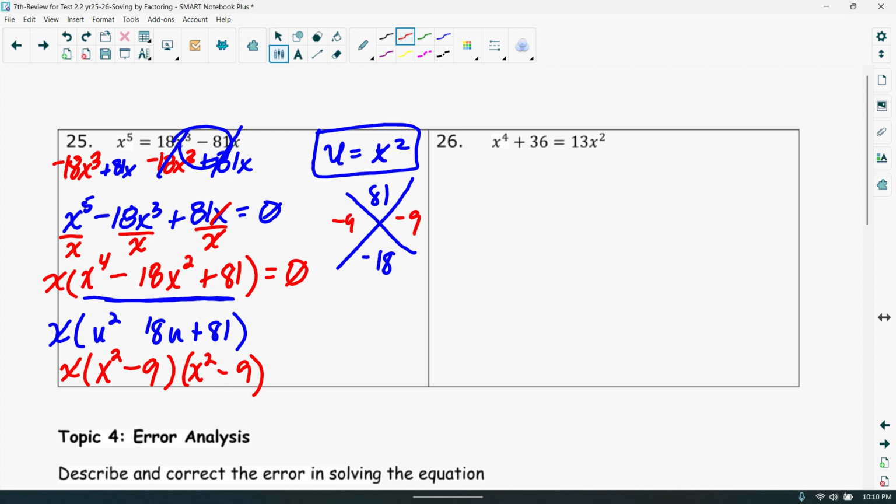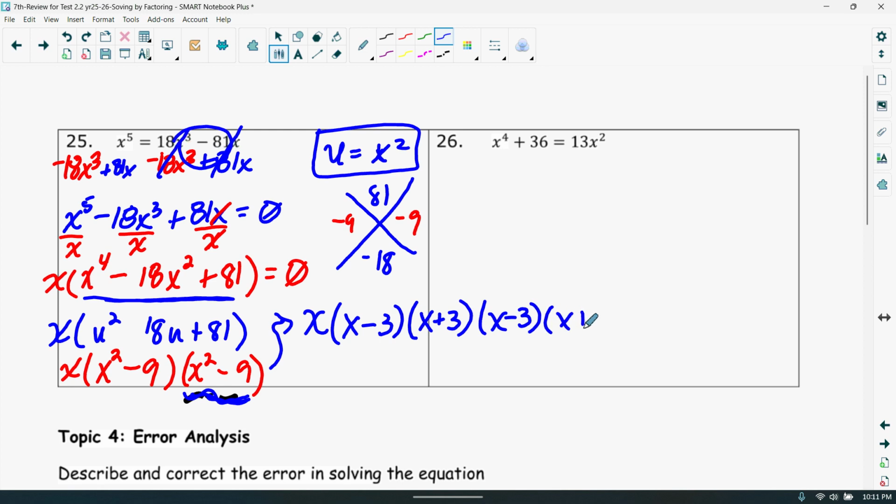So we have x squared minus 9 and x squared minus 9 as 2 factors, and this is also a difference of squares. So I have basically the GCF, x, as a factor, then we have x minus 3 and x plus 3. But that happens twice. I'm just going to write each factor form first. But these are all the same factors.